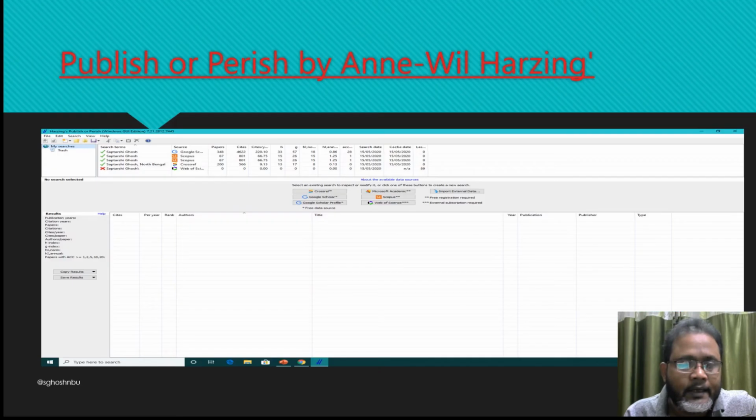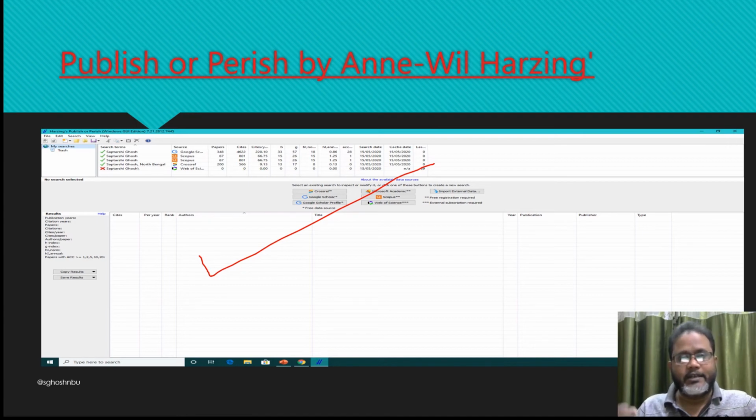And then we got that one. This is the example of Publish or Perish, by Anne-Wil Harzing. She has her own site, and if you go there you can download this Windows-based software, which is based on Google Scholar. It fetches data from the Google Scholar database, and here you also see Crossref, Google Scholar profile, Microsoft Academic, Scopus, Web of Science. For those with star marks, you require login IDs, otherwise you cannot collect those data.